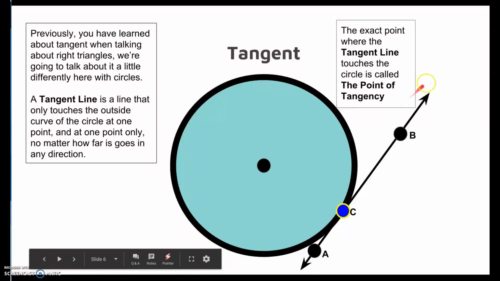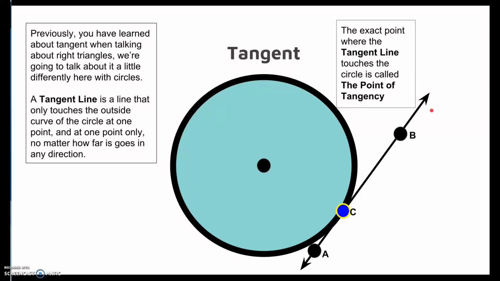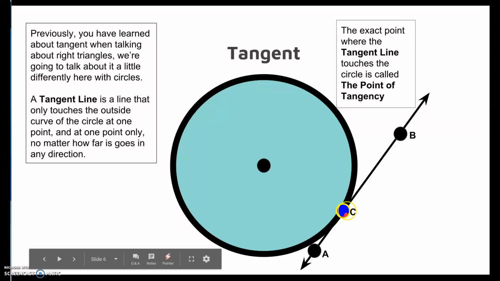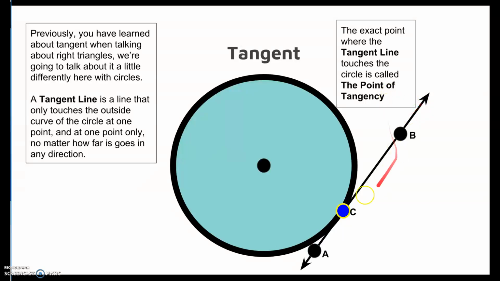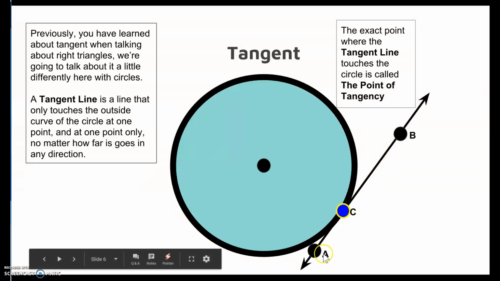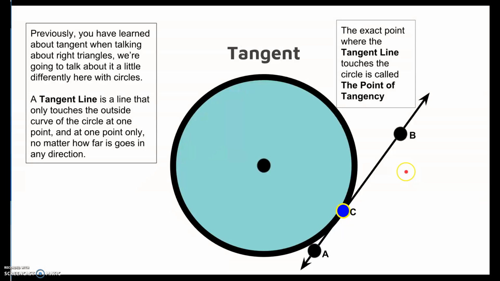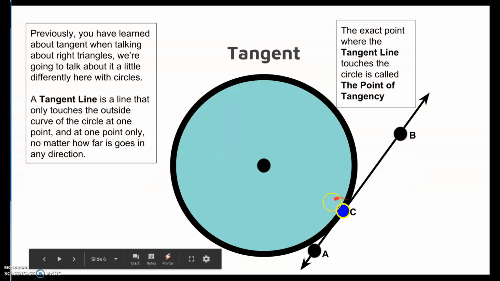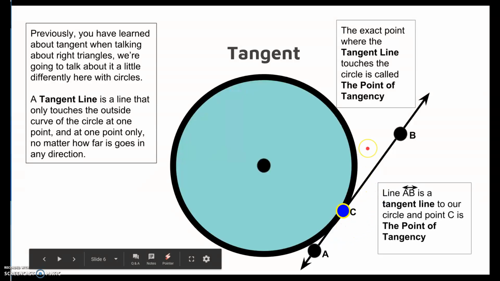This line, you can see it has the arrows, so it's going to go on forever. And this line just never touches this circle again. It only hits right here at this one point, so it's just right up next to that circle. And we call this point, point C here, the point of tangency. And then the line itself, AB, or we could actually name the line AC or CB, is the tangent line. So it's a tangent line, and then a point of tangency is right there, where it is the only point that hits. Okay?